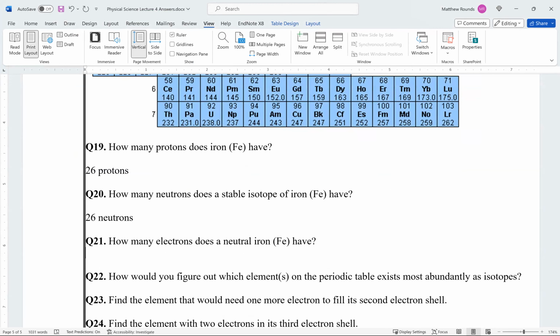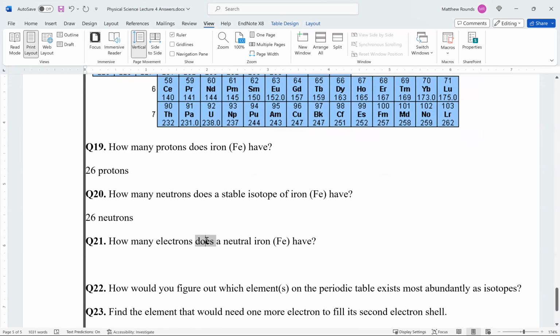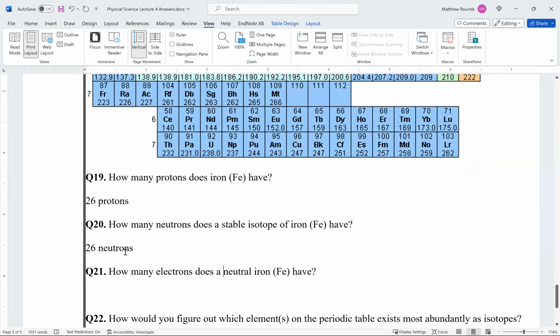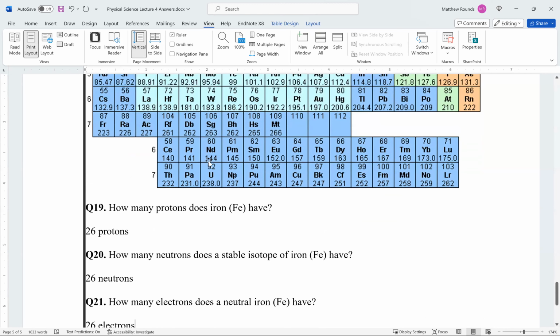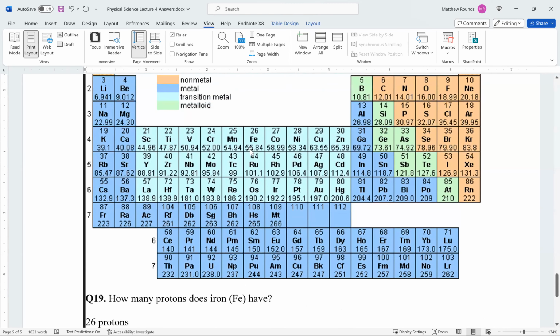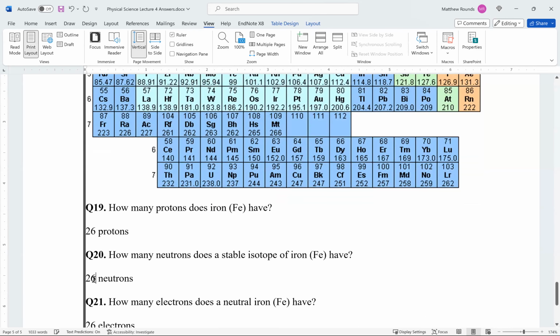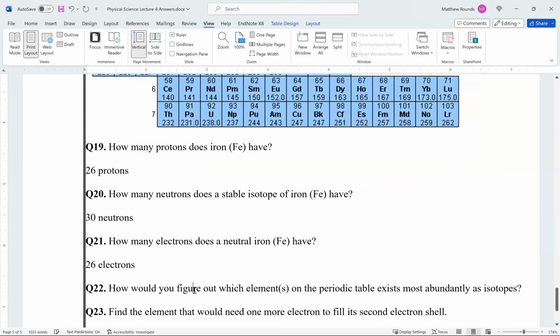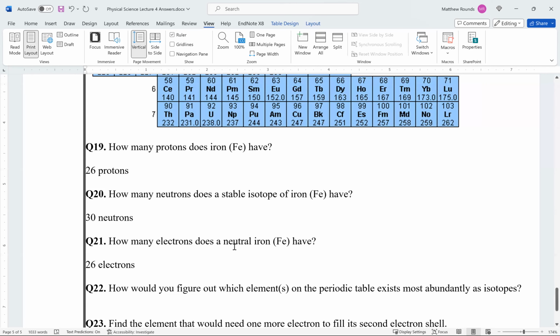Now, the electron's a little bit more complicated. Well, it's also 26. That's what I don't quite understand, where they're going at, because it's got to match the protons. Now, here's the other thing we could do. We were doing some previous calculations where the neutrons plus the protons equals the atomic mass unit, which is 56. So we could say that it's 30 neutrons. I mean, maybe you're seeing that. I don't know. So those are kind of the best answers.